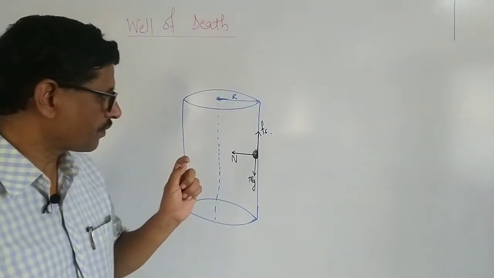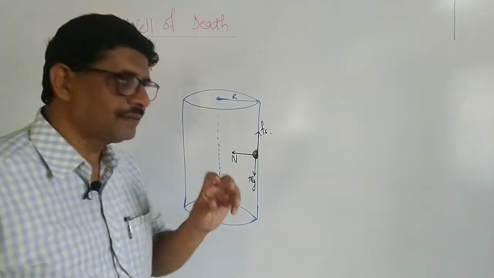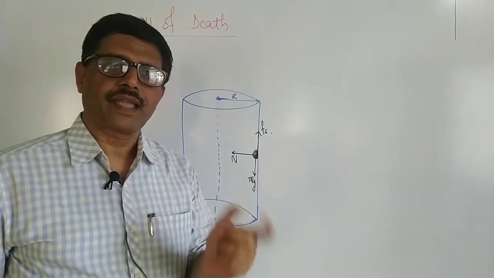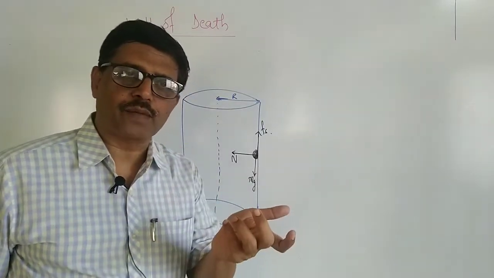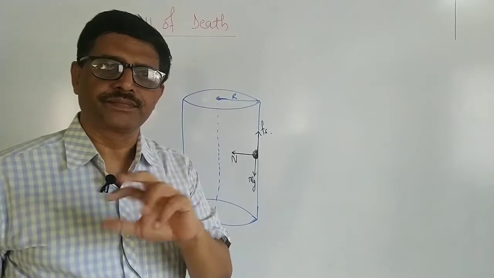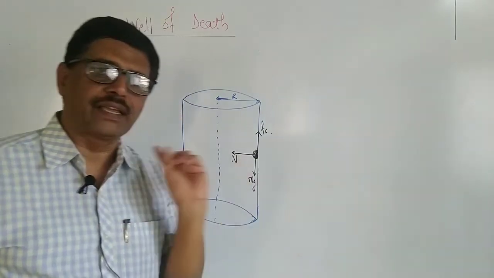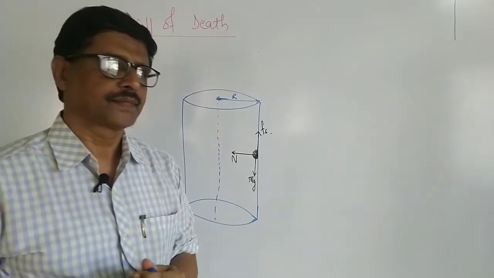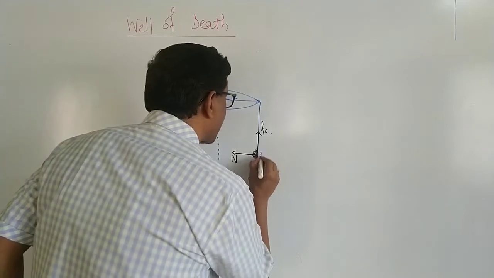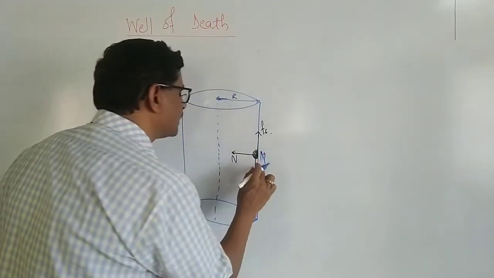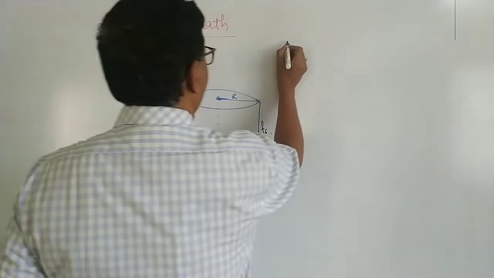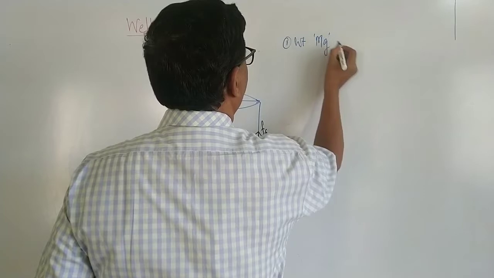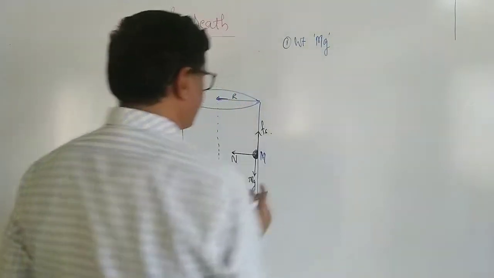Now, let us consider the stuntman, that is the rider on the vehicle, and the vehicle together as a system of mass m. This mass m is moving in a horizontal circle in a death well. Then the various forces acting on this mass m are: number one, weight mg, as we know that it is the gravitational force which acts vertically downward.